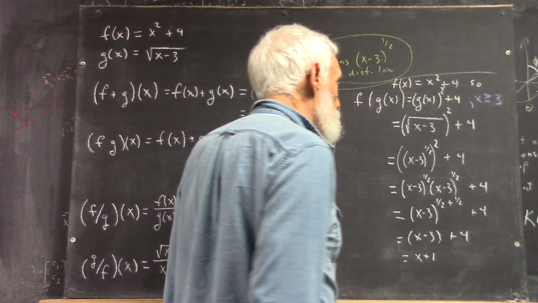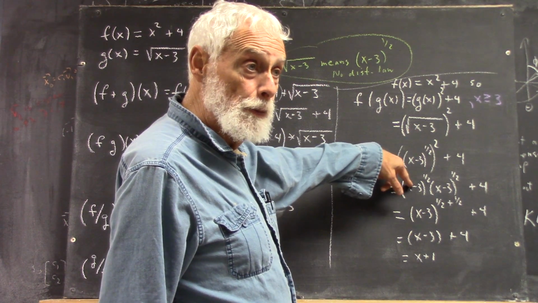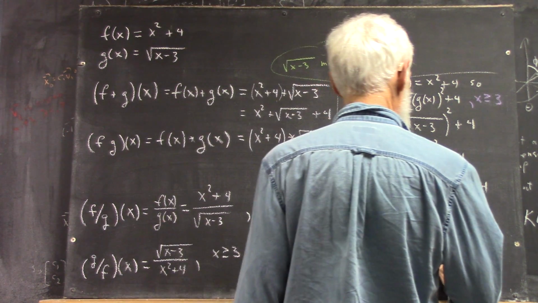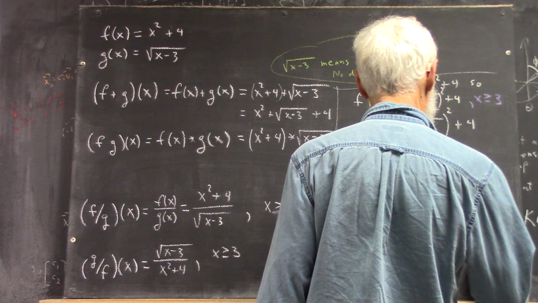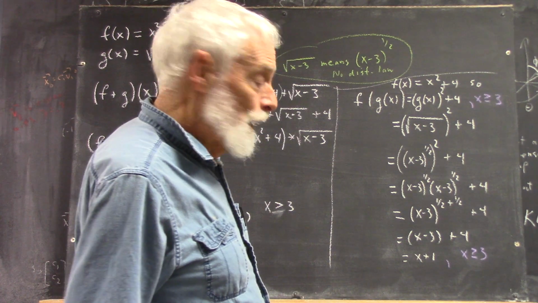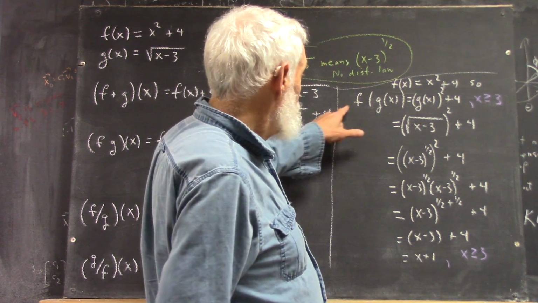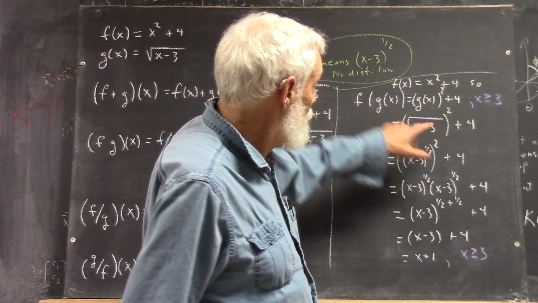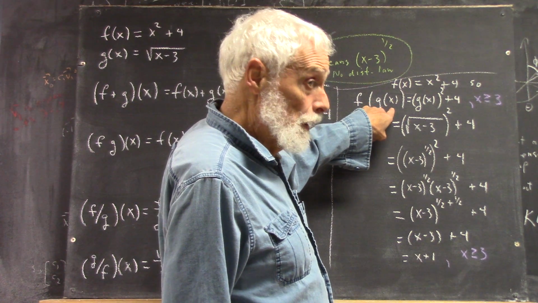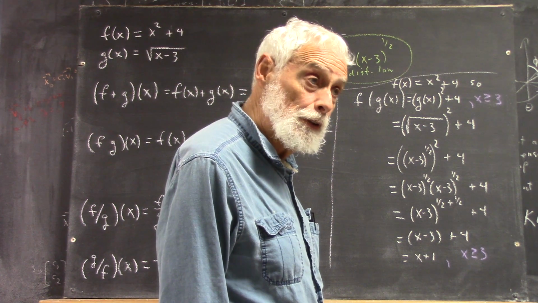x has to be greater than or equal to 3 or it won't go into g of x. So it won't go in here and it won't be there to be squared. Okay? So you want to be very careful. x has to be greater than or equal to 3, even though any number at all would work in x plus 1. It doesn't work in this composite. This composite inherits all the restrictions of g of x and any other restrictions that might arise in your expression. Okay? Does that make sense?